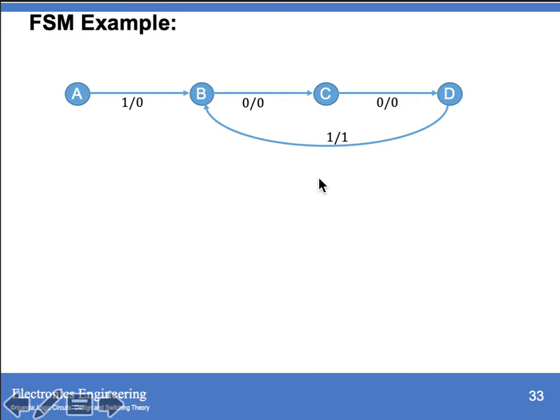Then at A, if the input is 0, it goes back to state A. Then for B, if the input is 1, then it goes back to B. So that if we have 1, 1, then 0, 0, 1, then you have an output of 1. And if C receives 1, it goes back to B. And if D receives 0, then it goes back to A.